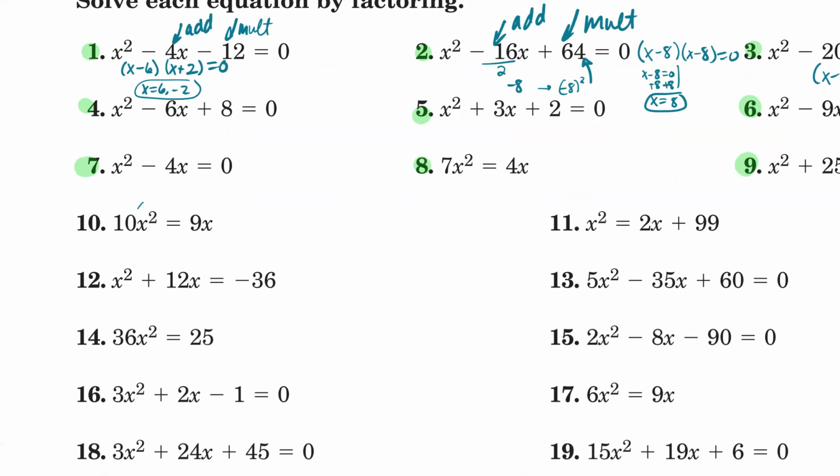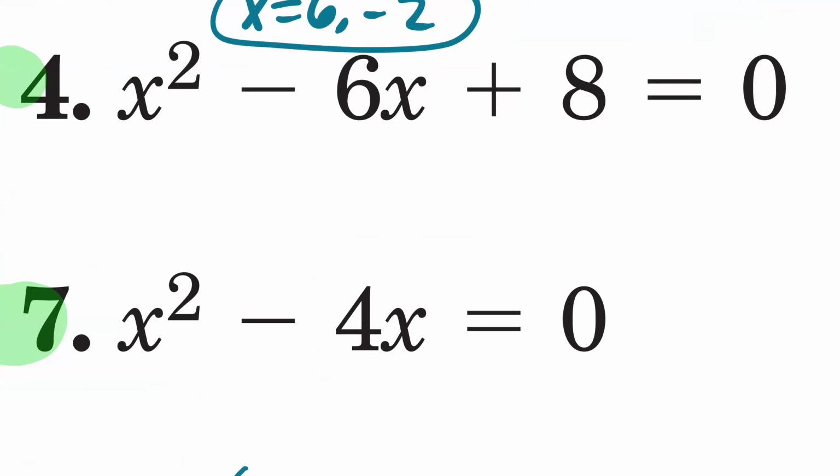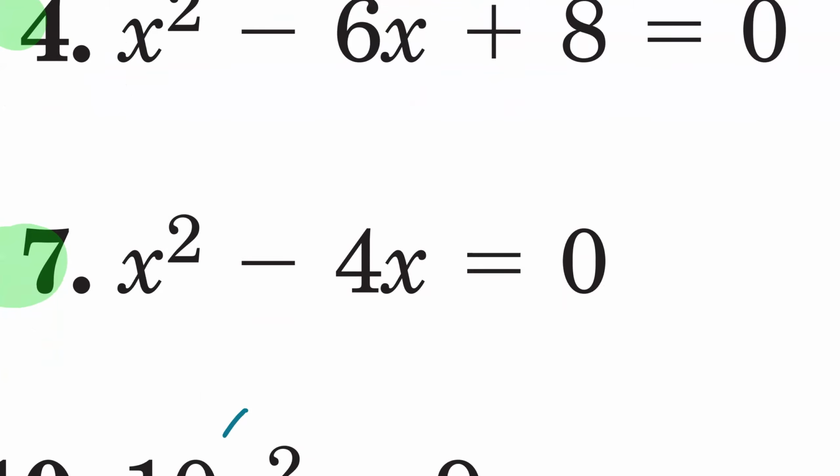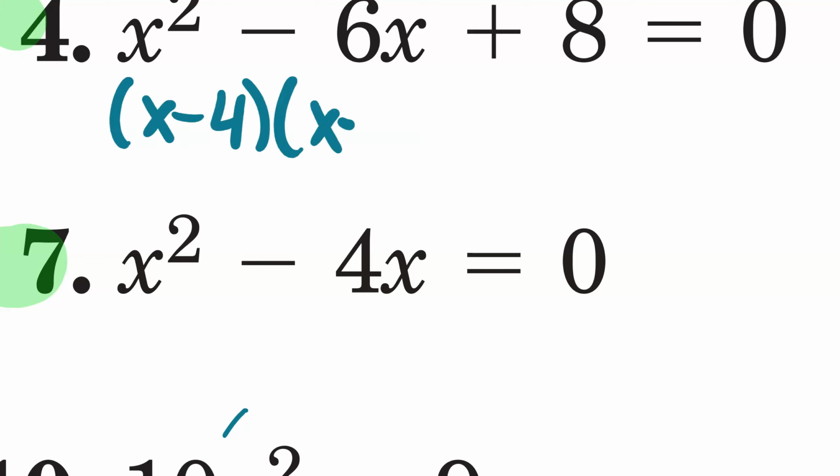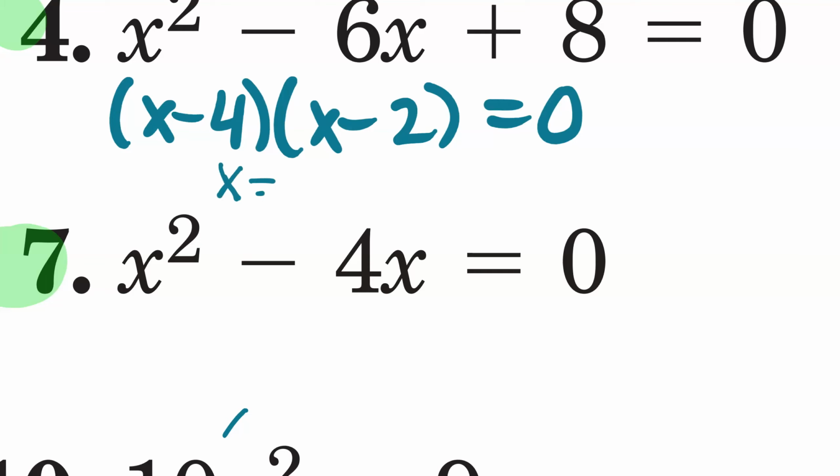We're going through all of 1 through 9. So number 4, do you want me to go back to number 3? Are we okay? Number 4, I want you to try this out. Adds to negative 6, multiplies to 8. Hopefully these are easy and we can go through them relatively at a good pace. Perfect. Negative 4 and negative 2. Because whenever you are multiplying to a positive and adding to a negative, both numbers have to be negative. So you see, when I solve, I get x equals 4 and 2.